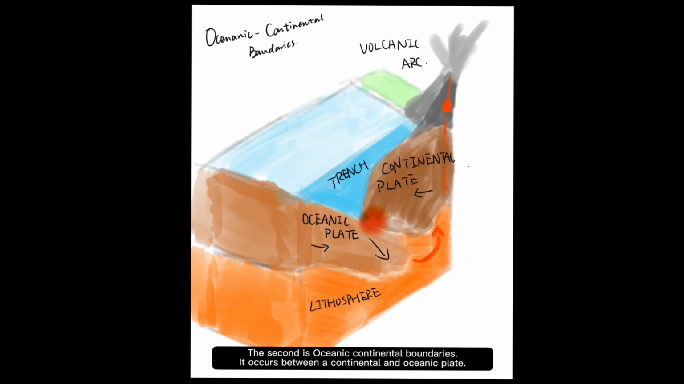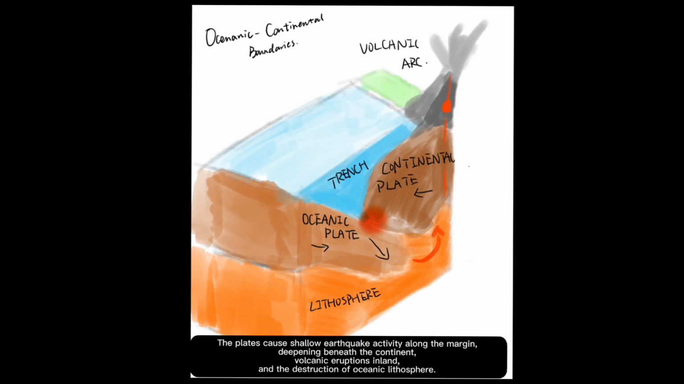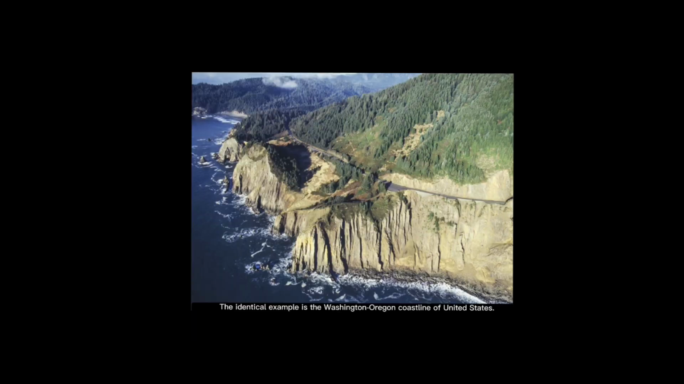Second is oceanic-continental boundaries. It occurs between a continental and an oceanic plate. The plates cause shallow earthquake activity along the margin, deepening beneath the continent, volcanic eruption inland, and destruction of oceanic lithosphere. An identical example is the Washington-Oregon coastline of the United States.